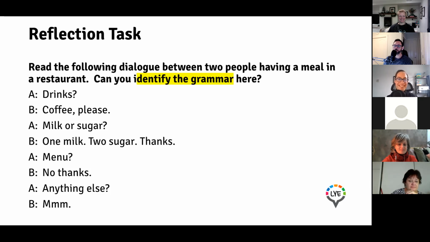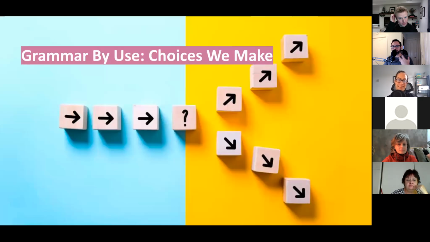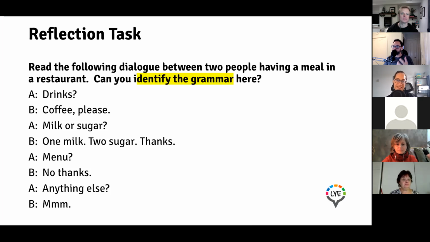I think the main point of this reflection task was to illustrate a very important feature. And I'm going to go back to the slide here. Grammar by use and the choices that we make. Grammar has a very important feature, and that is its meaning-making ability. It's our ability to create meaning with words, which in this case allows learners to get their message across regardless of the level in many different scenarios.